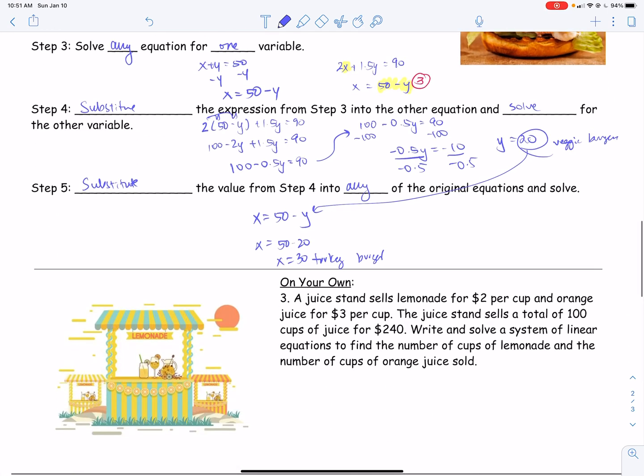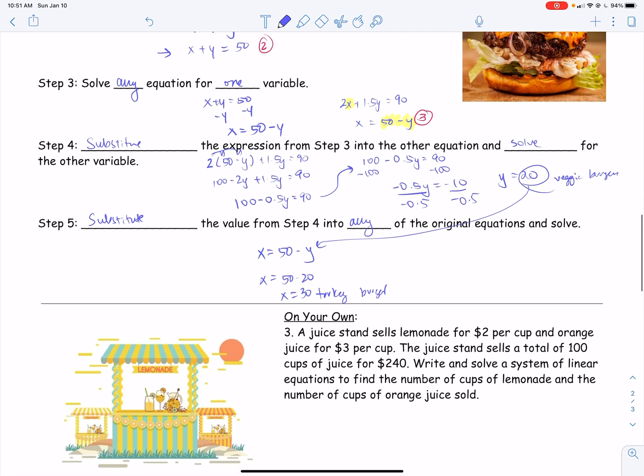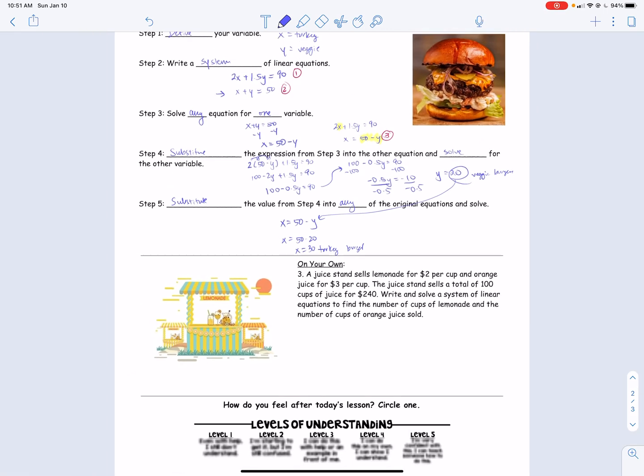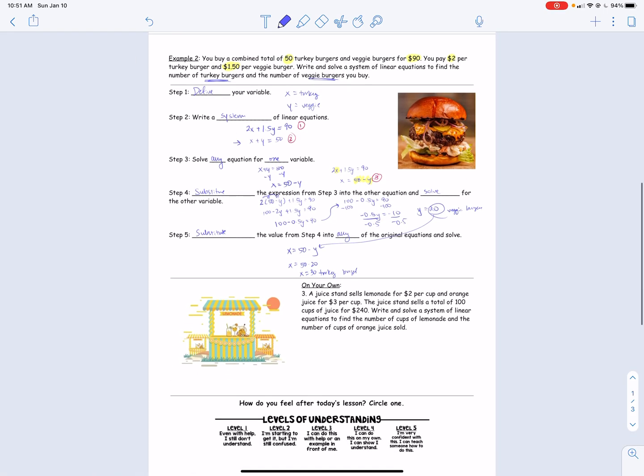Okay? So now why don't you try this last problem on your own? And that'll be it for today's lesson. Once you finish your own problem, why don't you fill out your level of understanding? That is it for today's homework. If there is no Big Ideas Math, we're going to do the homework in class tomorrow and go over any questions you had on the notes as well.